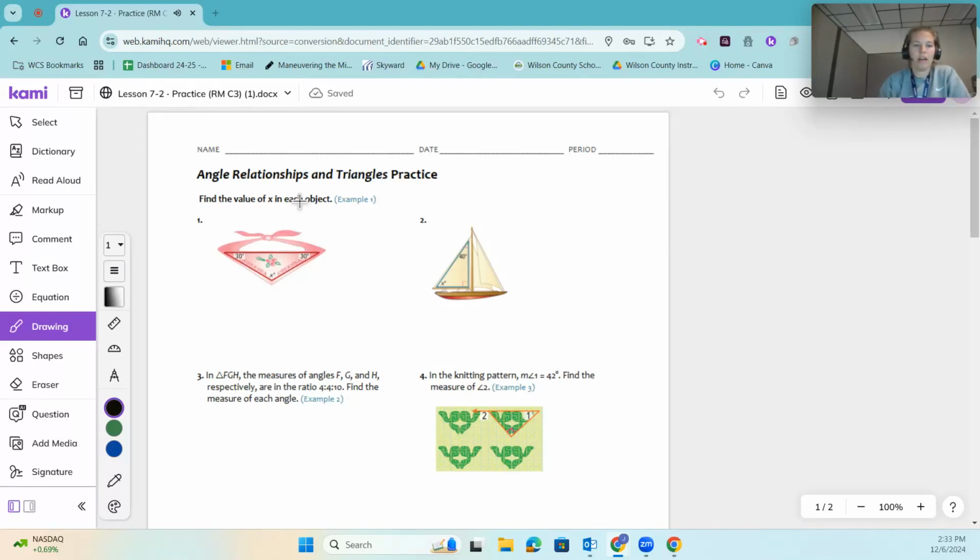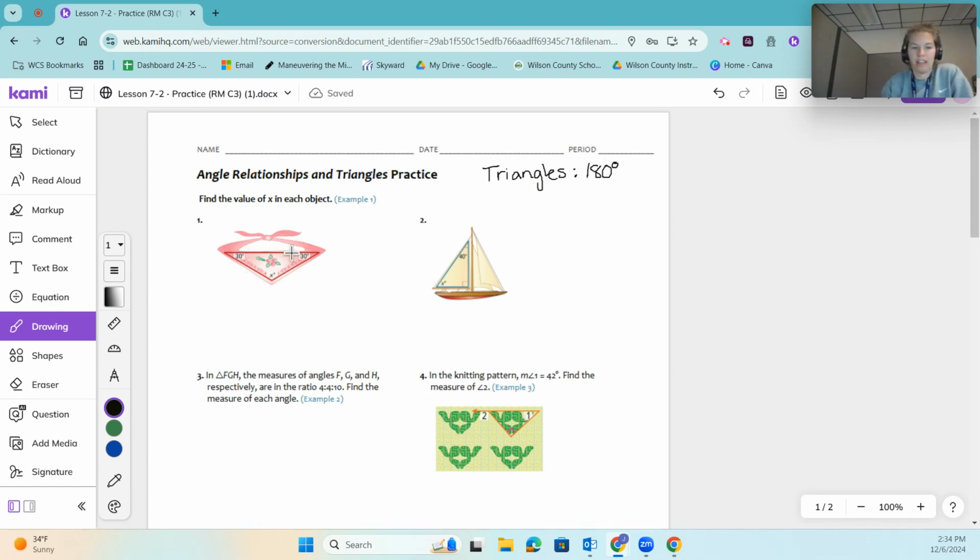Today we are talking about angle relationships and triangles. We need to remember that triangles have 180 degrees. Every single triangle, the three angles add up to 180 degrees, exactly 180 degrees, not more, not less, exactly 180 degrees every single time.